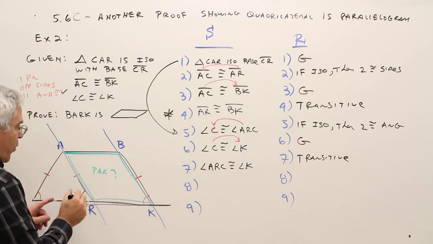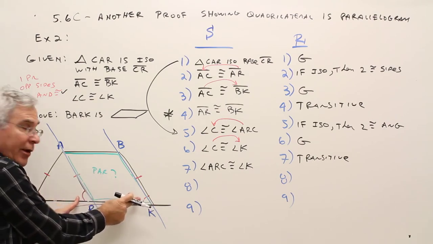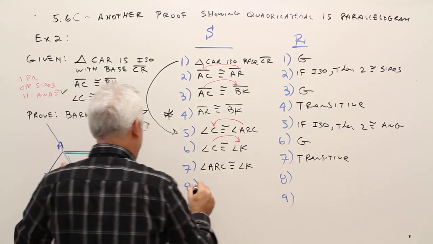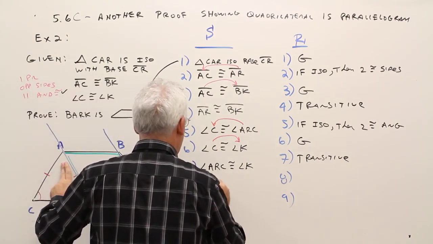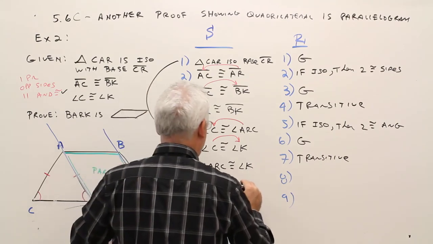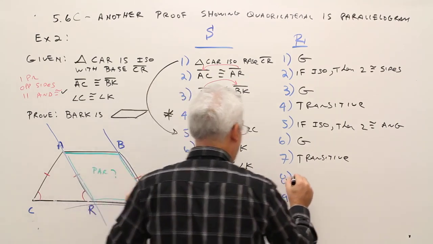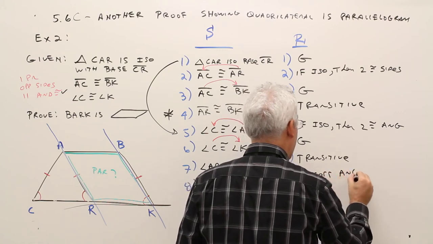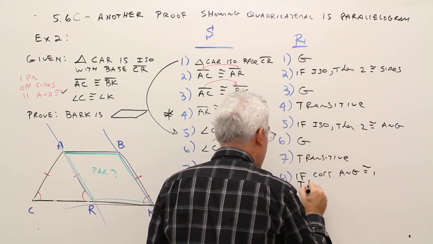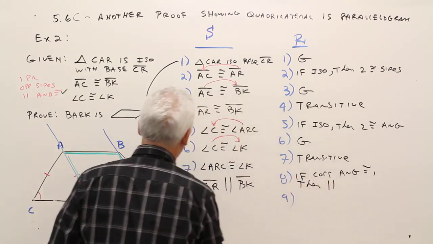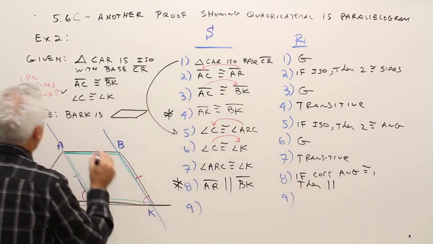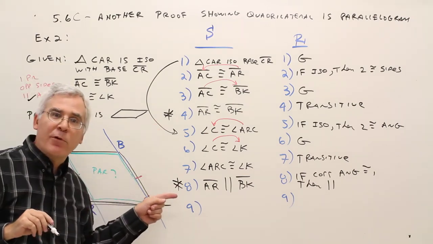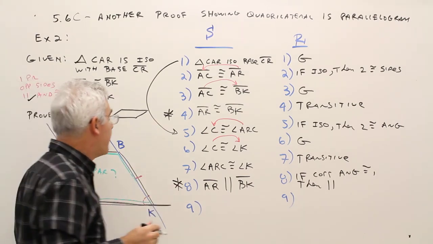Then, again, once I've got those angles there to be congruent, then I've got these lines parallel. So I'll now say AR is parallel to BK. We'll say if corresponding angles congruent, then parallel. I'll star that. That's the parallel part. So now based on those two very important steps, I'm going to get my answer.